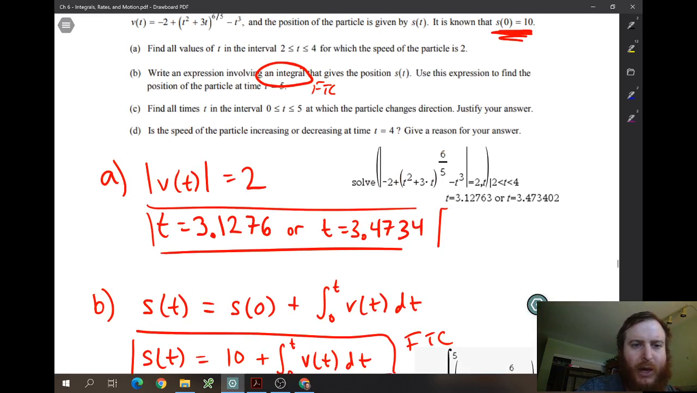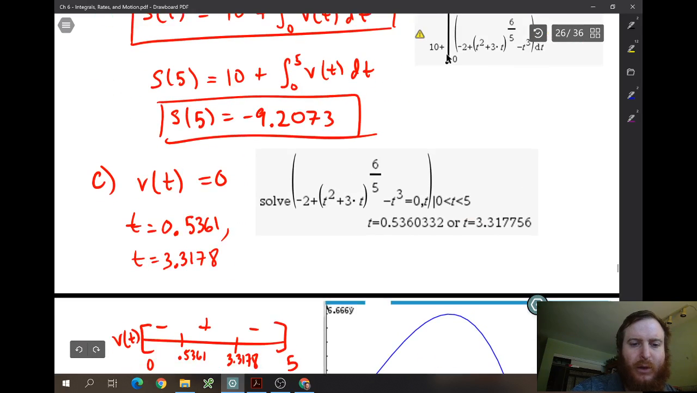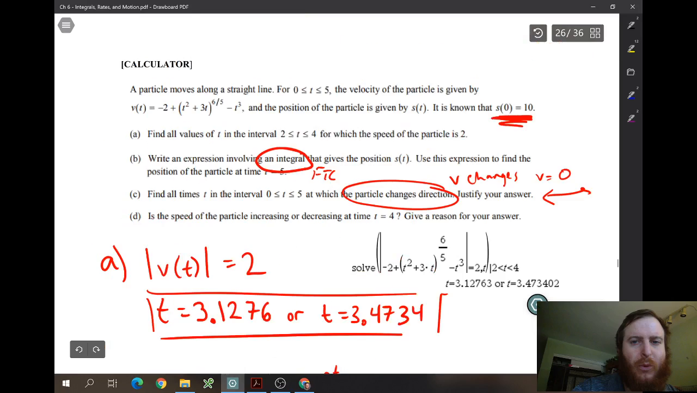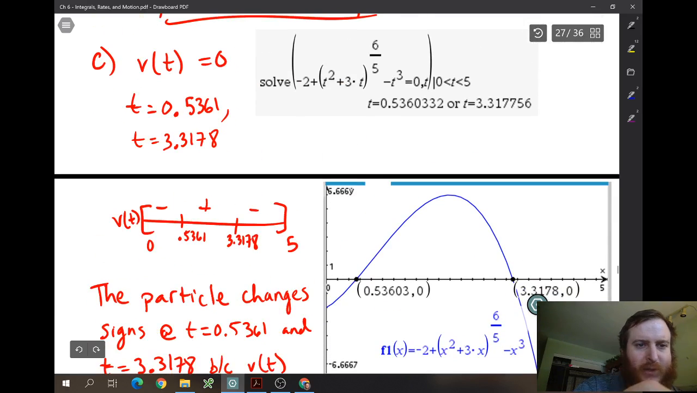C, find all times when the particle changes direction. We need to make sure that we key in particle changing directions to when v changes signs. So we need to set v equal to 0 and do a number line analysis. Okay, or we can graph it, right? We have a graphing calculator, even easier, like graph it. So I set v of t equal to 0. On my calculator, I use the solve button from 0 to 5. I got 2 answers. Make sure you write all of this in.